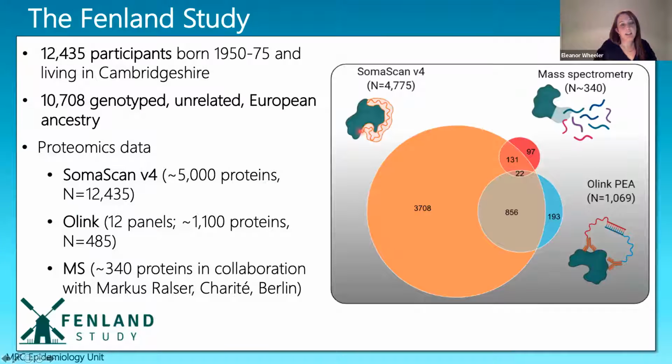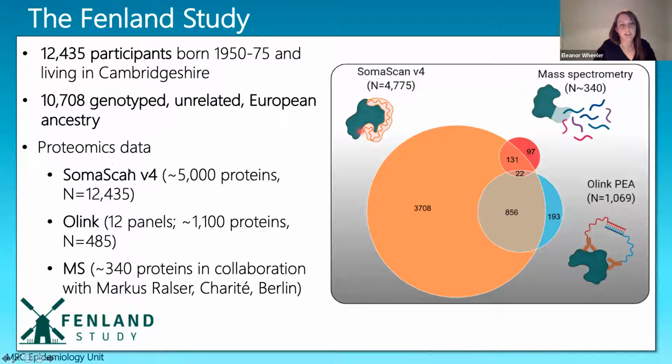We were looking at individuals from the Fenland study. We're very lucky to have access to data from the Fenland study. This is a population-based cohort of almost 12,500 participants born between 1950 and 1975, living in and around the Cambridgeshire region in the UK. The participants are recruited relatively young, so they were on average around 48.5 years old, which also means that they're less likely to be affected by the onset of later life diseases.